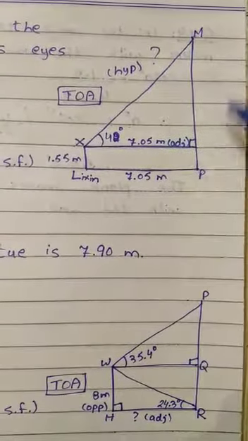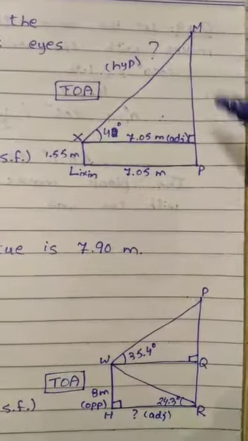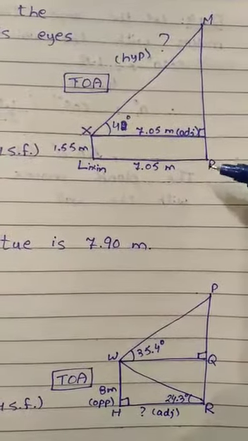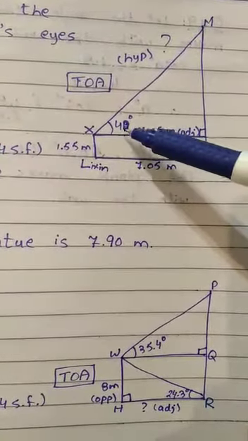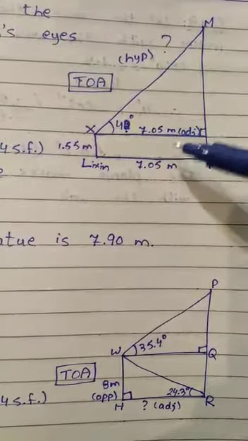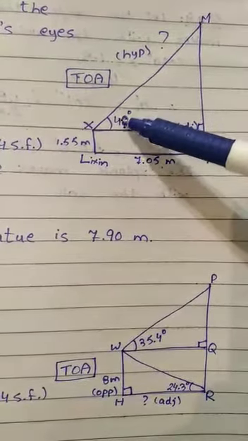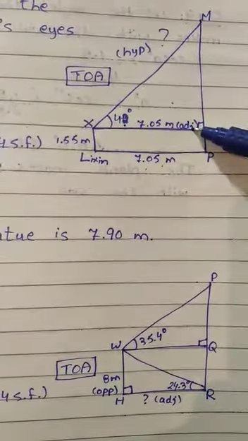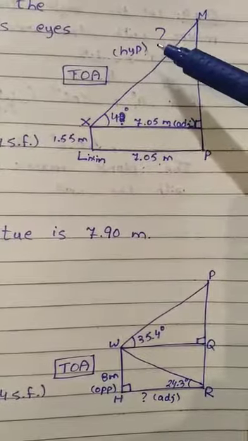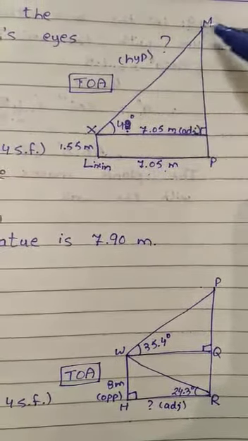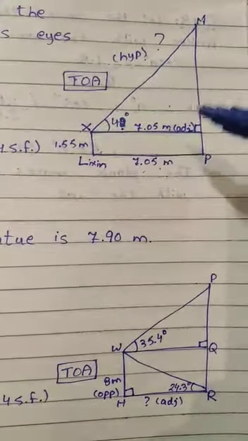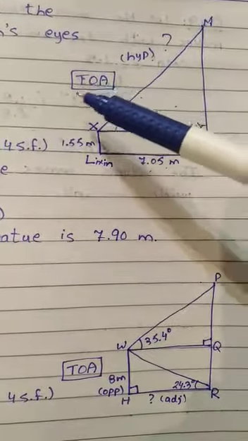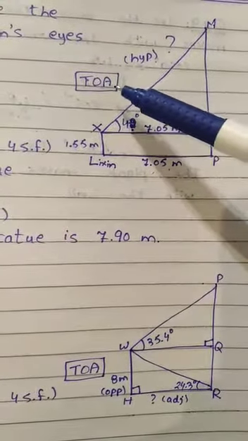We have this diagram, this figure, and you are supposed to find out the length of MP. MP means the length of the statue. We have the angle of elevation 42 degrees and we have 7.05 according to this angle. 7.05 meters is the adjacent side of 42 degrees and we have the hypotenuse. First we will find out MX length. If we have the adjacent side and the opposite side, which formula will we use? We will use TOA, tangent opposite over adjacent.